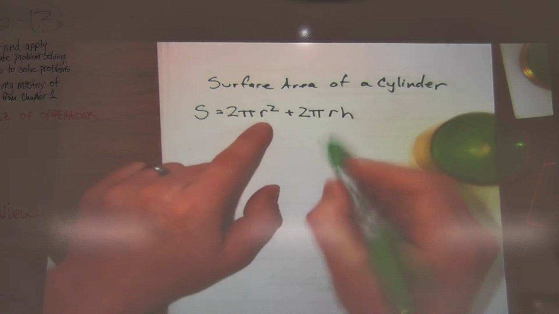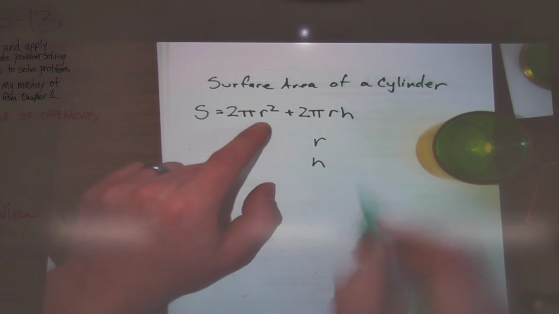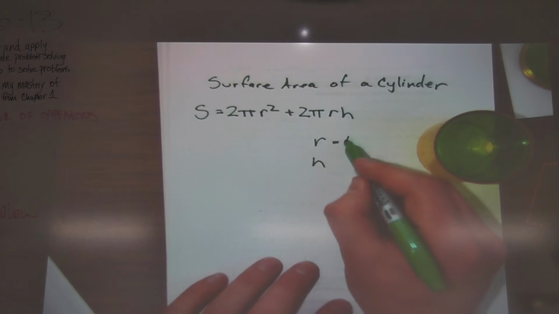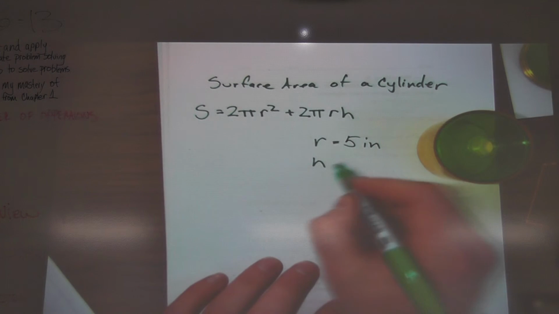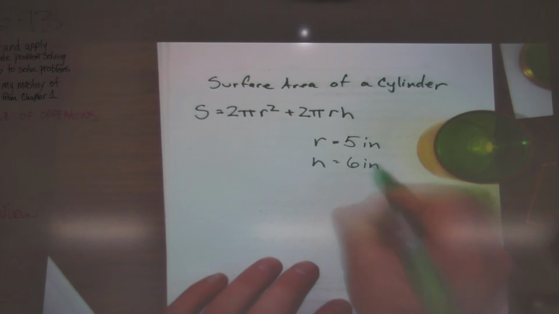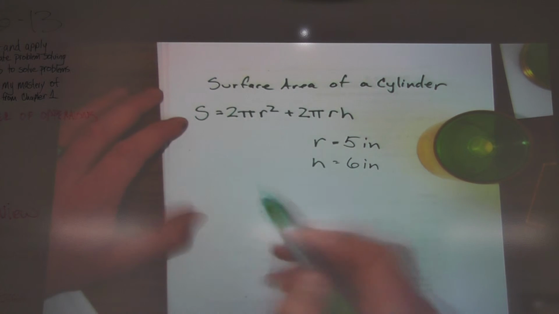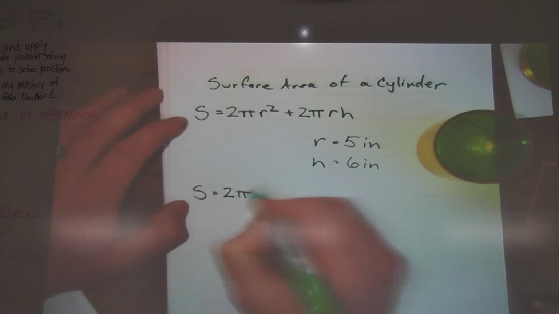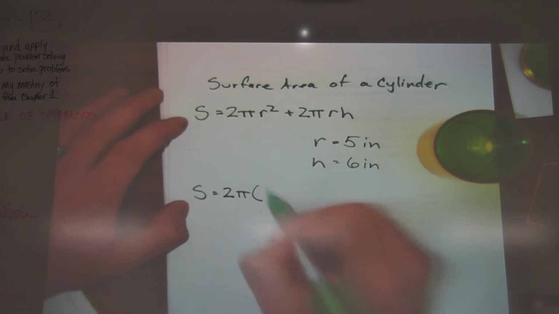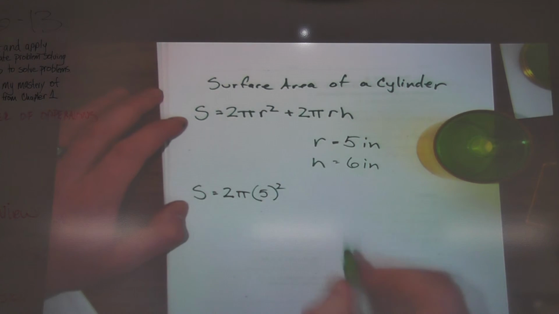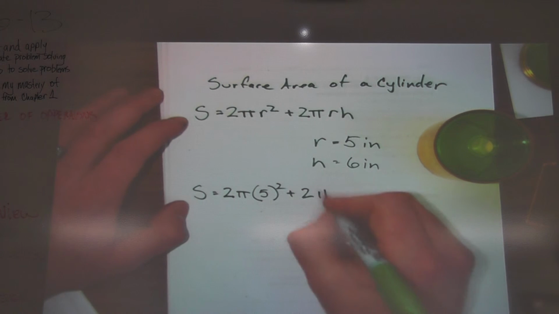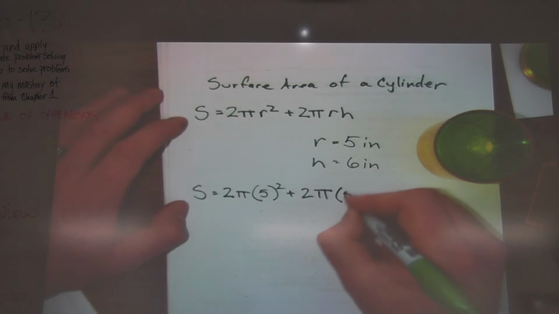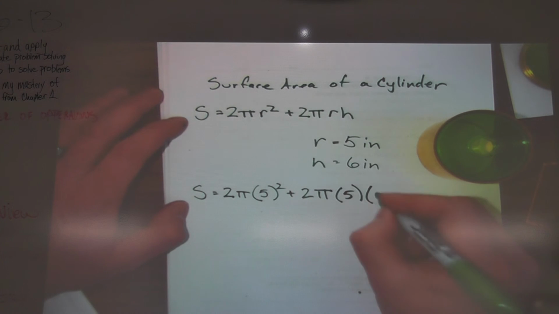So now all we need to know is, what is my r, what is my height? So in this case, the radius is going to be 5 inches, and the height is going to be 6 inches. So we're going to take all this, plug it in here. Surface area is equal to 2 pi times r, r is 5 squared, plus 2 pi times r, which is 5, times the height, which is 6.